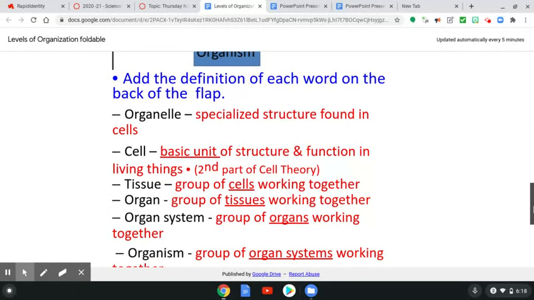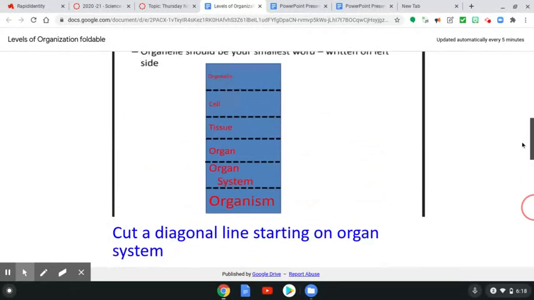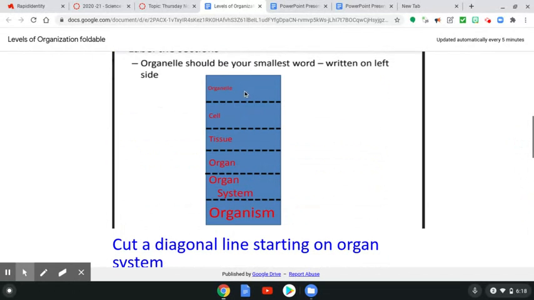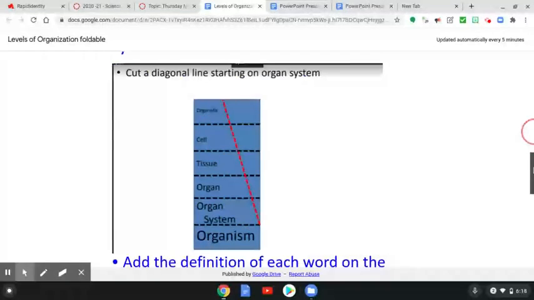Actually, I would not write this on the back of the flap. I would write this not on the back of the foldable, but you've got the front flap, I would open it up and write it on the inside.